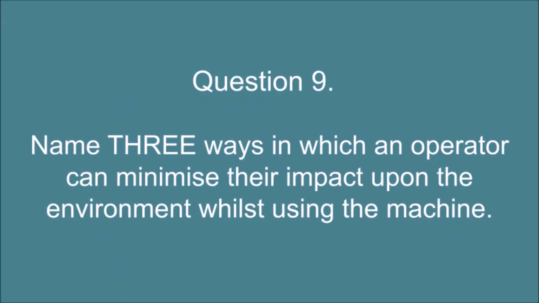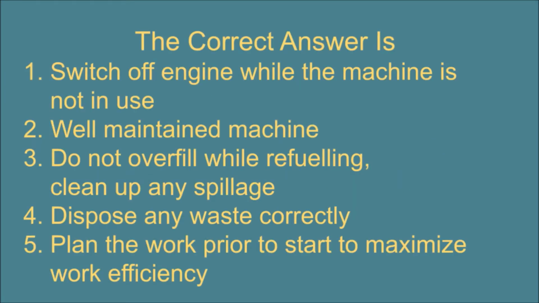Question 9. Name 3 ways in which an operator can minimize their impact upon the environment whilst using the machine. The correct answer is: 1. Switch off engine while the machine is not in use. 2. Well-maintained machine. 3. Do not overfill while refueling, clean up any spillage. 4. Dispose of any waste correctly. 5. Plan the work prior to start to maximize work efficiency.